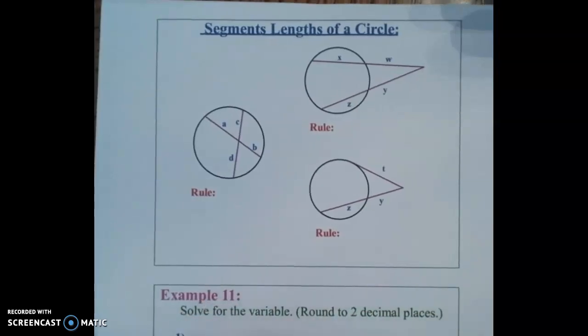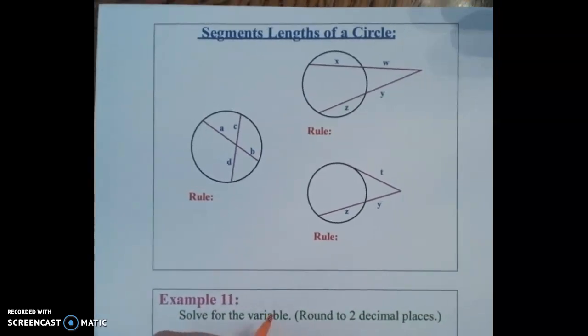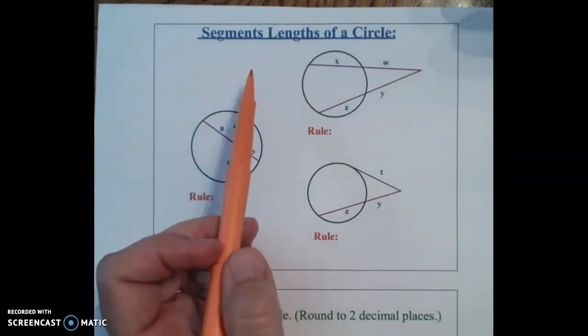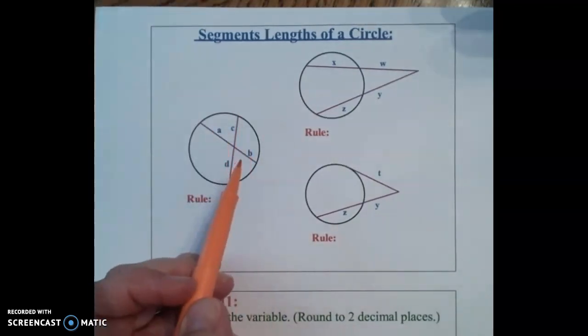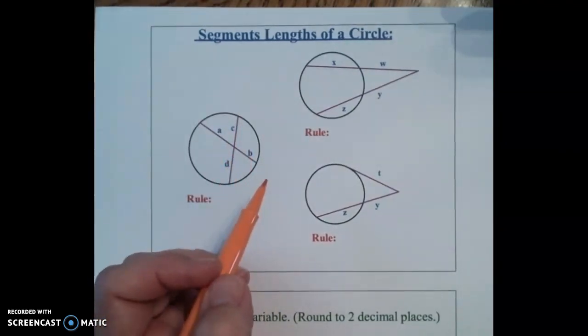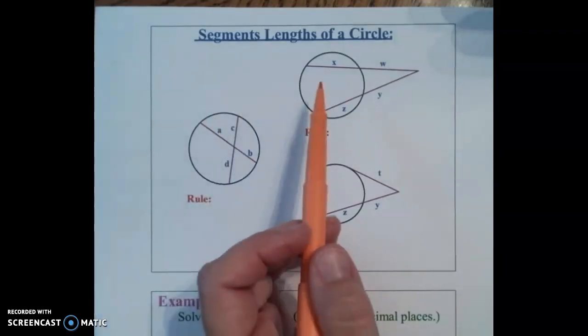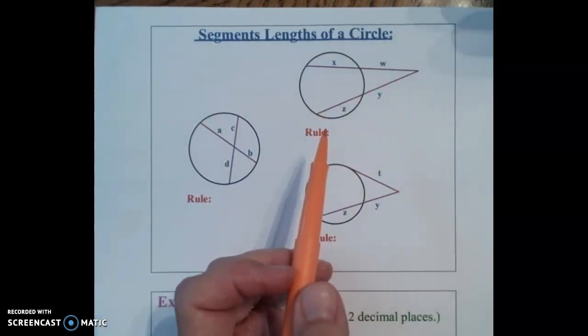Okay guys, the last part of our notes today dealing with secants is with segment lengths of a circle. So we just finished up with angles that were created by secants. Now we're going to talk about segment lengths that are created by two secants.